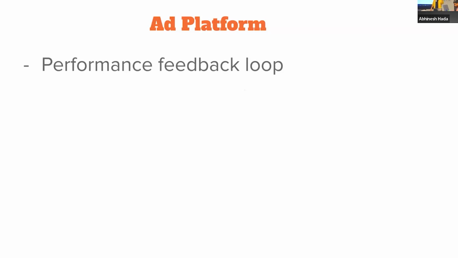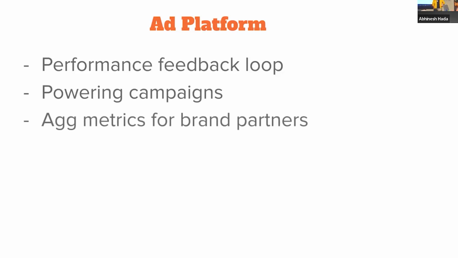So this performance feedback loop is again powered by Pinot. And coming to the campaigns, all the data, which are events being pushed in our frontend app, are being tailed by our entire architecture, which takes clicks and impressions. We store them in Kafka, and it comes to Pinot. And we also show aggregated metrics to our brand partners, right?